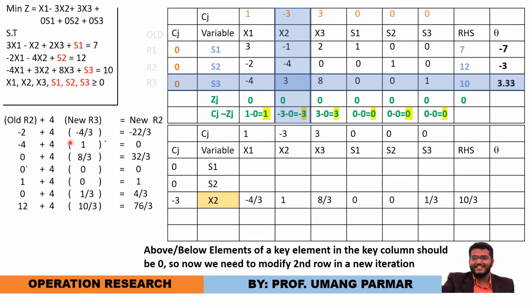You need to remember this kind of equation: whatever your old row, it has some kind of mathematical equation with the new modified key row for getting the new row in the simplex method table. So these elements I am going to write down here, and that will be minus 22 by 3, 0, 32 by 3, 0, 1, 4 by 3 and 76 by 3. This kind of row operation is required for updating your second row.